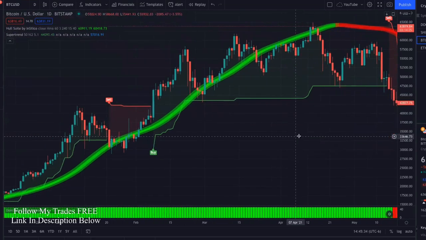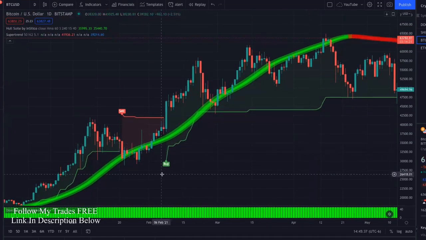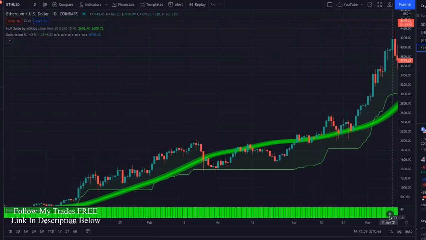And if you go back, here's another great example using Bitcoin. Super trend turns to green, gives you a buy signal to enter. You get in because the whole suite is green. The Donchian trend ribbon is green. And you ride it up, take some profits. Great deal. Let's look at Ethereum to see if there are any good examples in Ethereum.